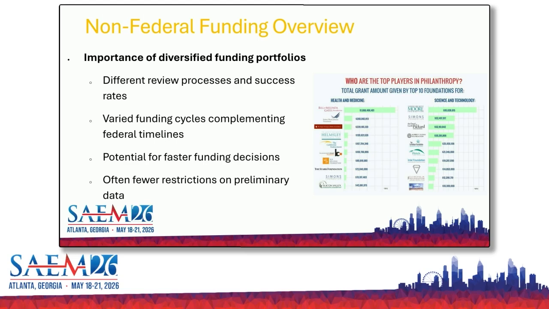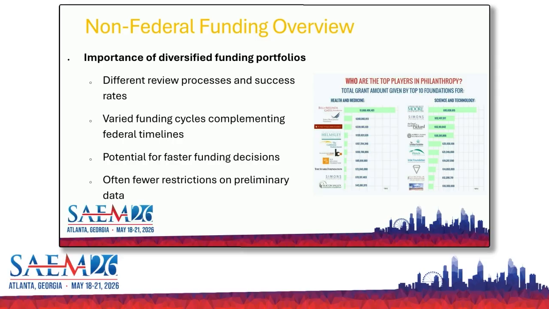You could be applying throughout the year. The key is figuring out who all the players in your area of interest are, and then just keep tapping onto that and keep applying. And again, faster decisions and also fewer restrictions on preliminary data.